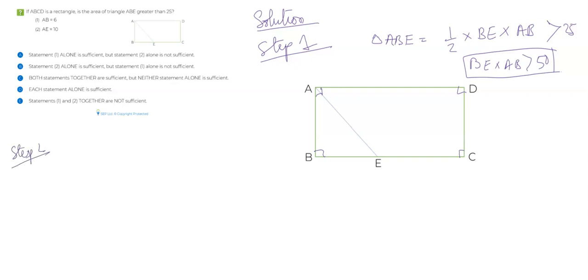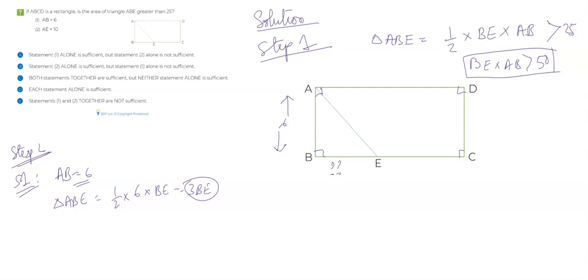Okay, so I'll move to step 2, where I'll look at statement 1, which is AB is equal to 6. Using this, all I can say is that area of triangle ABE is equal to half into 6 into BE, which is nothing but 3 into BE. But I don't know this value. It could be 10, it could be 20, it could be 5, it could be 100. That means statement 1 is not sufficient, so our answer cannot be A, it cannot be D.